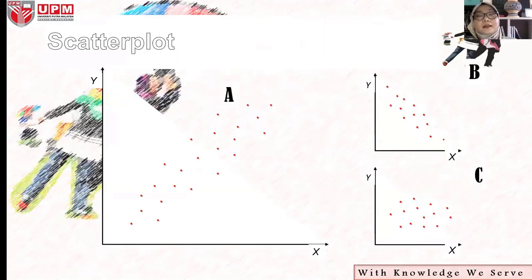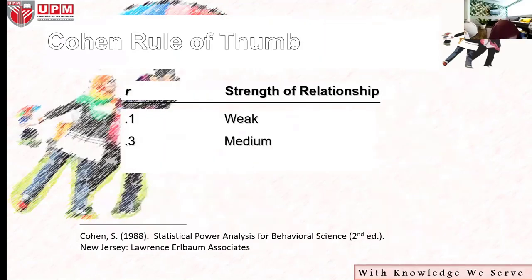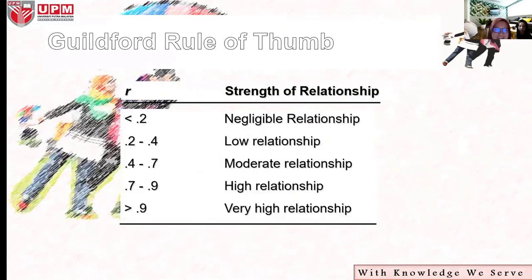Okay, back to the Guilford rule of thumb earlier. The 0.2 to 0.4, then 0.4 below that, so which one do we choose if we get 0.4? If it is 0.4 and above, it is referring to moderate. So this one is 0.2 to less than 0.4. If it is 0.4 and above, 0.4 to 0.6 something, 0.699 for example, then it is moderate.